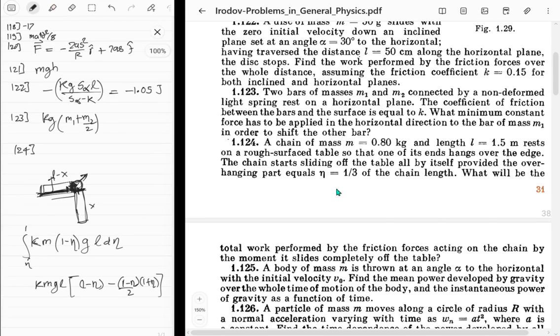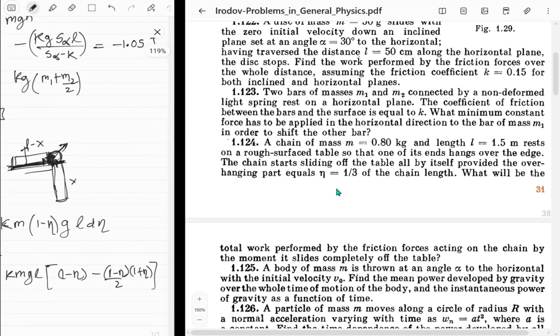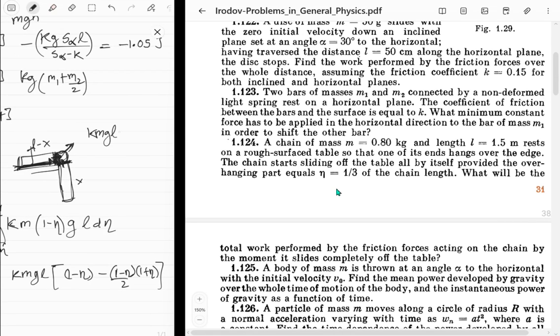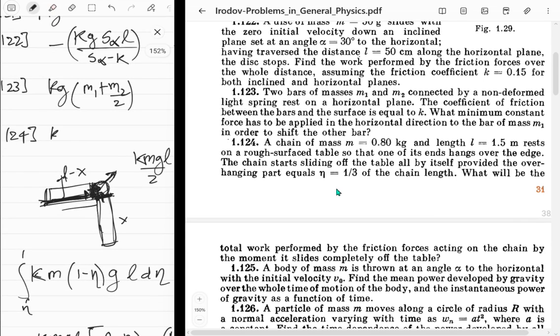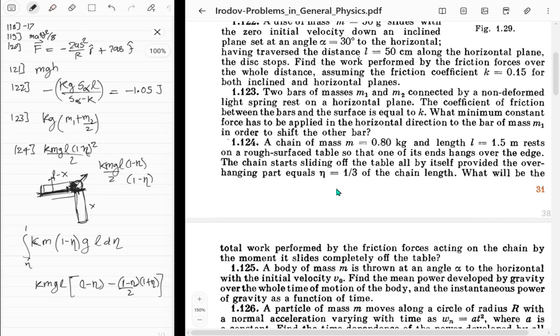That should do it. Cool. So this work done is just kmgl times 1 minus this guy. Then you take that 2 side. Now it's going to be 1 minus this thing upon 2, so it's just 2 minus that, so 1, and then 1 minus eta. Still calling it eta. Yes, this thing. So there we go. kmgl plus this guy squared, all of that upon 2. That's the work done by friction.